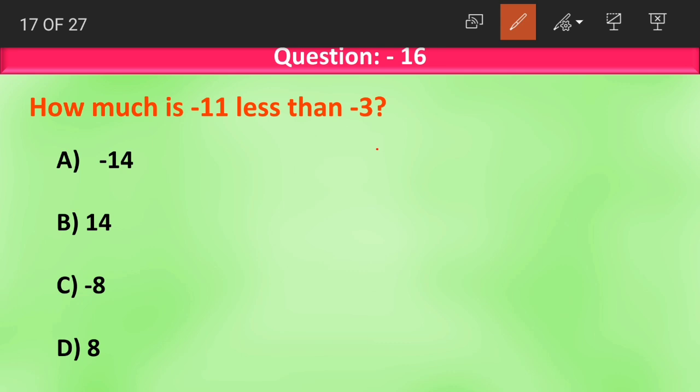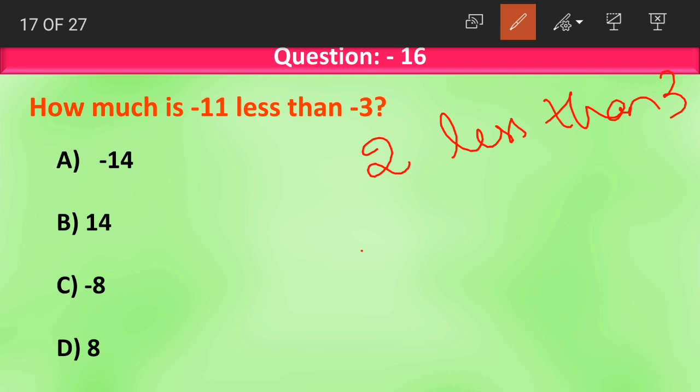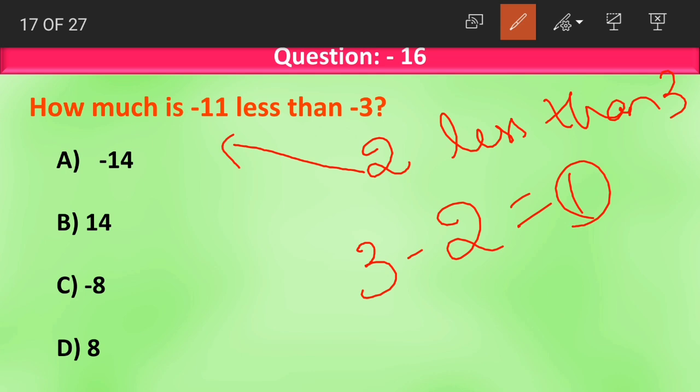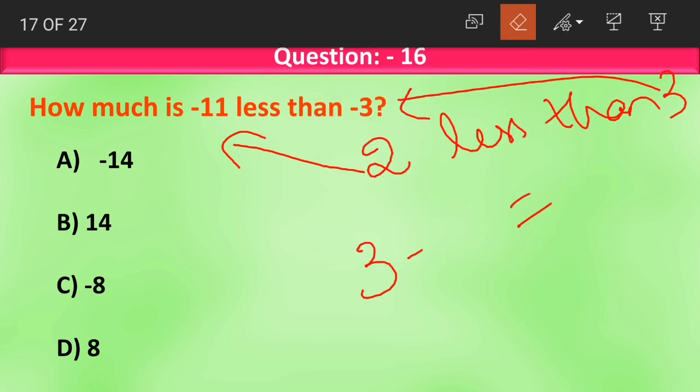If you understand this question from positive integers point of view, I am taking an example. How much is 2 less than 3? If I ask you how much is 2 less than 3, how will you say? 3 minus 2 is equal to 1, right? So in the place of 2 we are having minus 11. In place of 3 we are having minus 3. I'll replace those numbers here. Okay. Minus 3 minus of minus 11.